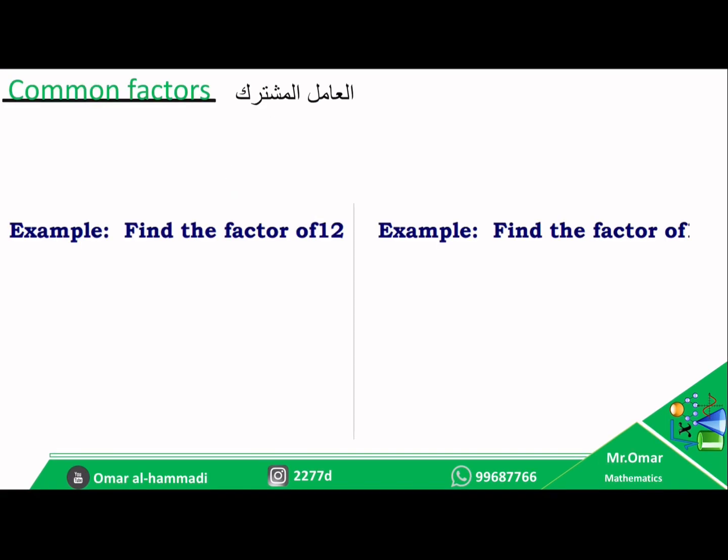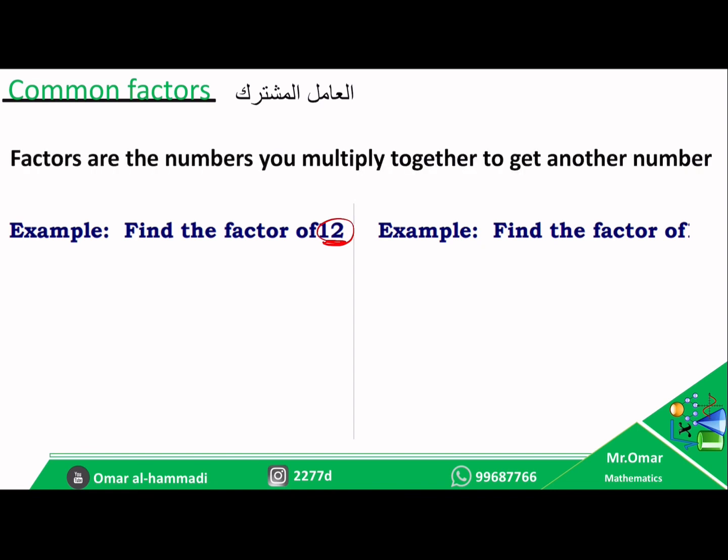Okay, now let's move to another subject, which is called common factors. Common factors. First of all, we have to find the easy one, the first one. Find the factor of 12. And here, find the factor of 15. First of all, find the factor of 12.